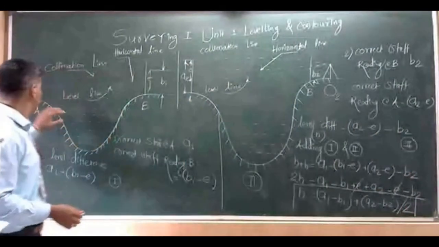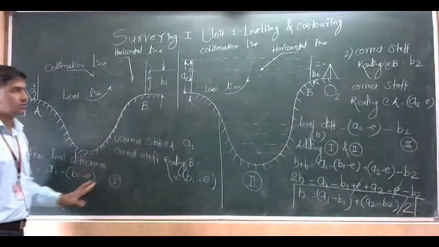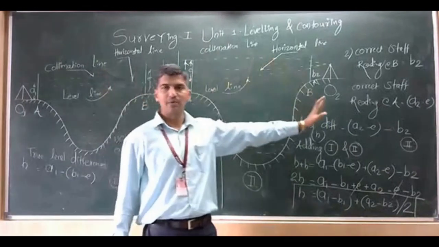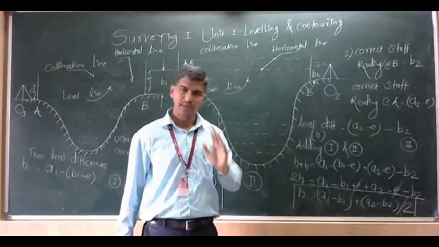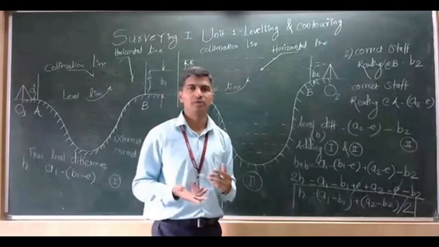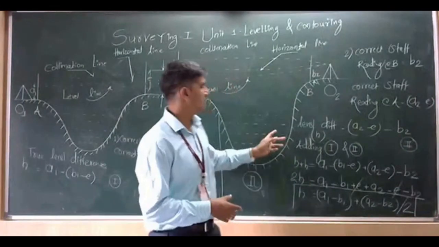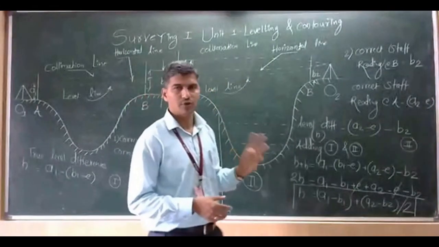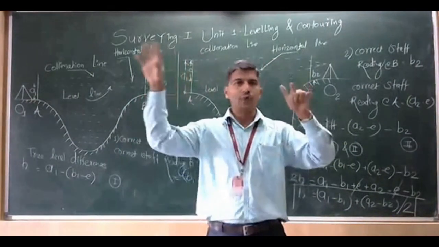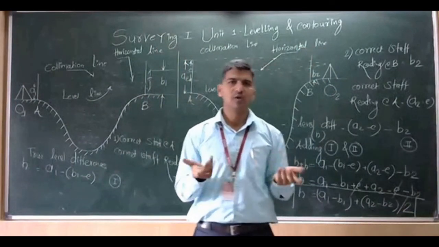A1 is the reading at point A, B1 is the reading at point B in case 1. In case 2, A2 is the reading at point A and B2 is the reading at point B. This means that even if we have the error in line of collimation, we can get the required result in this situation. What is the situation? Here a river occurs in between point A and point B. My aim is to find out the level difference.